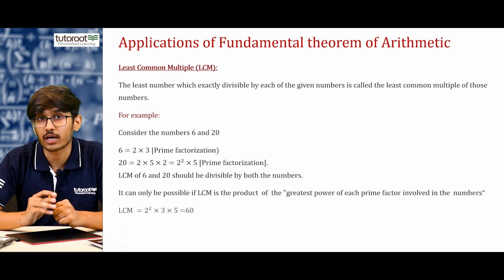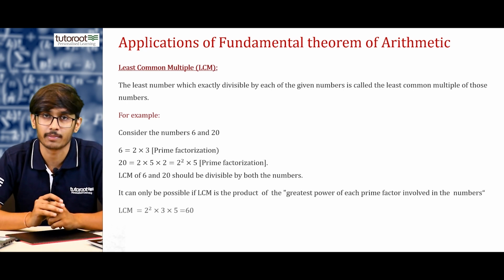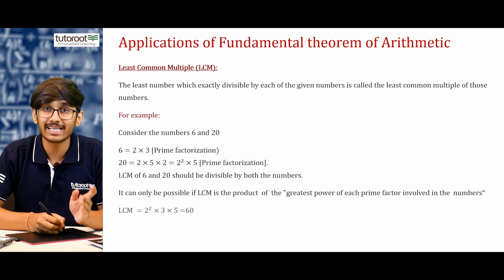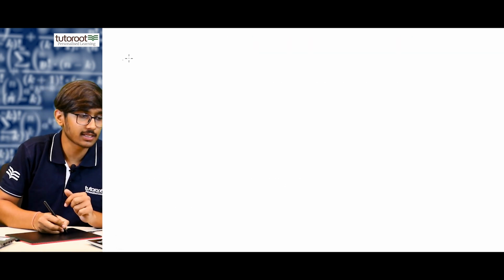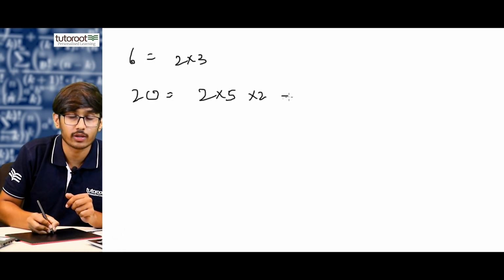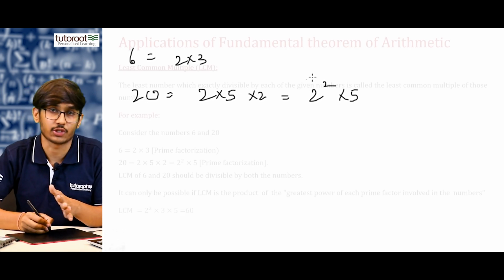The least number which is exactly divisible by each of the given numbers is called the least common multiple or LCM of those numbers. So let's consider numbers 6 and 20. So 6 can be written as 2 into 3, 20 can be written as 2 into 5 into 2, which is nothing but 2 square into 5. This is all by prime factorization.